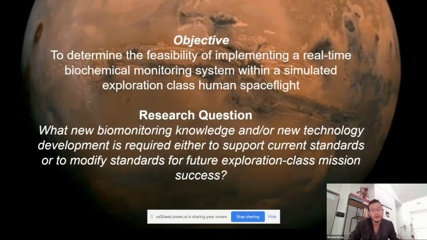And so the first one that I'll discuss today and would like to open up to discussion is what new biomonitoring knowledge is needed and what new technologies or development might be required in either to support current standards or modify standards for future exploration class human spaceflight. I use the word exploration class in terms of a long trip rather than something that's low Earth orbit for the rest of the presentation.